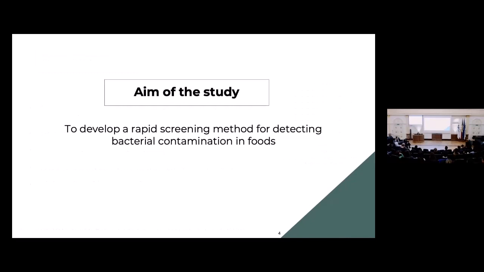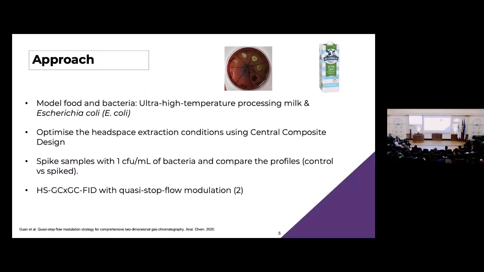This brings us to the aim of the study, which is to develop a rapid screening technique for detecting bacterial contamination in foods. The experiment started off with a model food and bacteria. We need to start somewhere, so the food and bug that we've chosen are UHT milk and E. coli. First of all, we optimized the headspace extraction conditions, and we spiked the samples with a single cell per mL of bacteria, which is a really, really low concentration, and compared the profiles between the clean and contaminated samples. The technique we chose is headspace GC×GC coupled with FID plus quasi-stop-flow modulation.